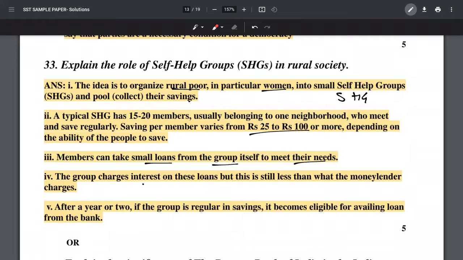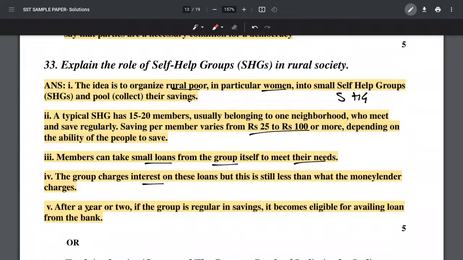Then the group will charge interest, but it will be very less than that of the money lender. If you want to take, let's say, 1,000 rupees, in return you have to give me 1,200. But if you go to a money lender, he may say give me 2,000. So that is the rule.